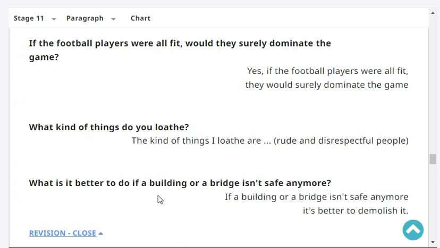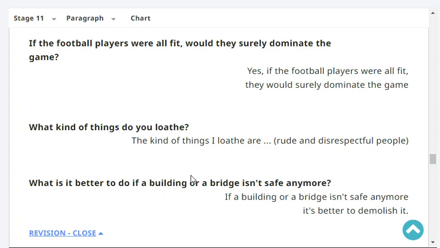If the football players were all fit, would they surely dominate the game? Yes. If the football players were all fit, they would surely dominate the game.